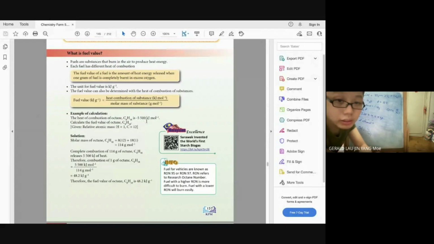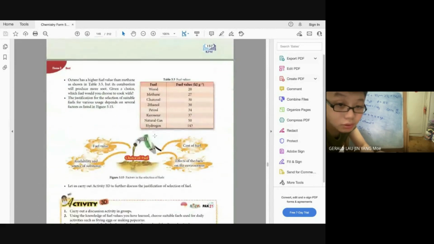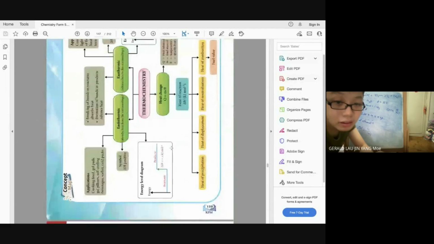Okay, so they give you the heat of combustion already, you have to find the molar mass, and then you can get the fuel value. So that's how it is. Okay, thermochemistry is finished.